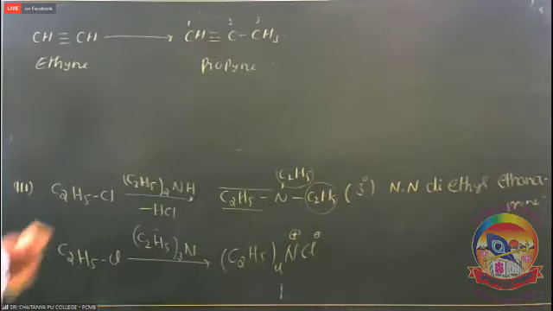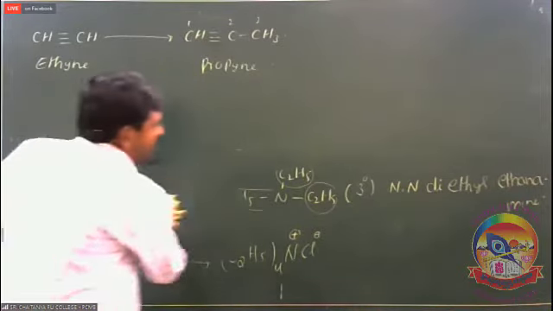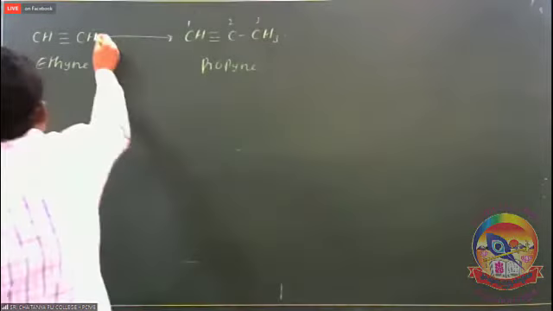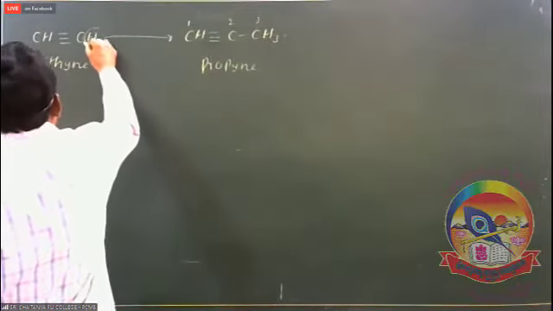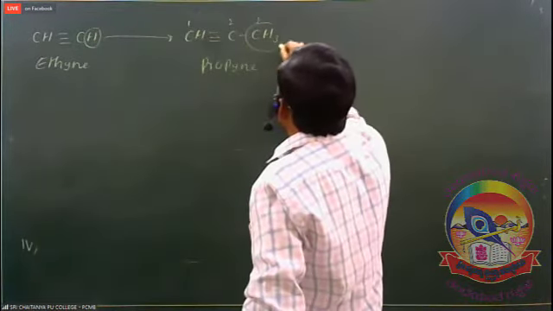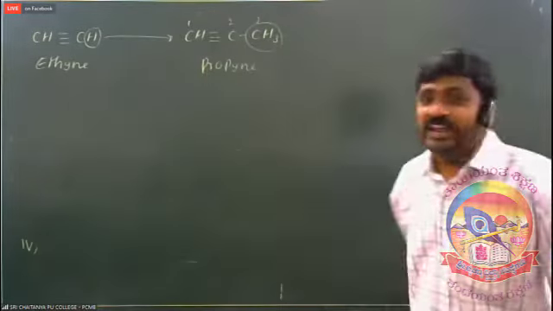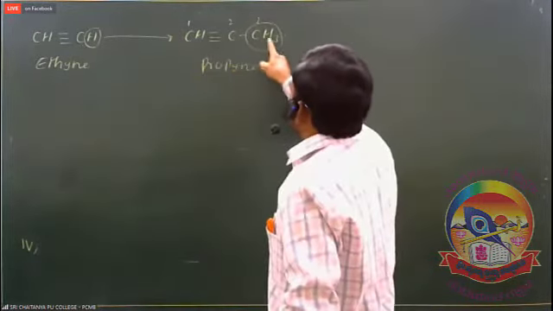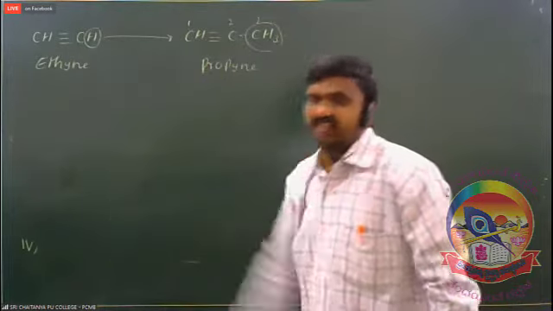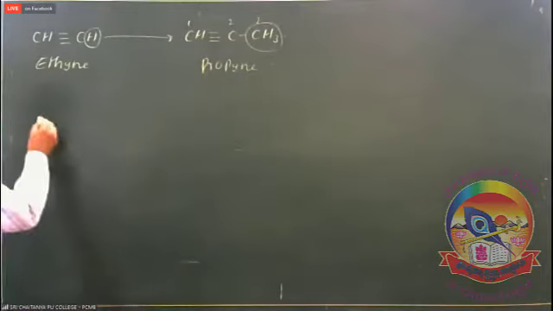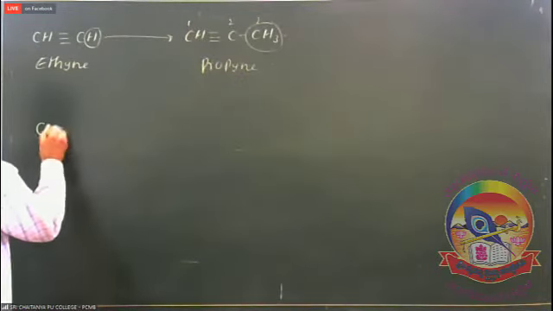So what is the difference between acetylene and propyne? In acetylene, this H is replaced by an alkyl group, that is a methyl group. So CH triple bond C, just this H is replaced by CH3. In this conversion, in the first step, acetylene reacts.